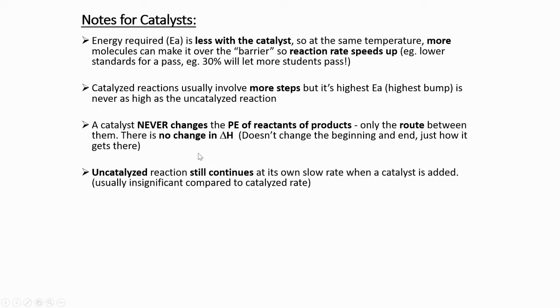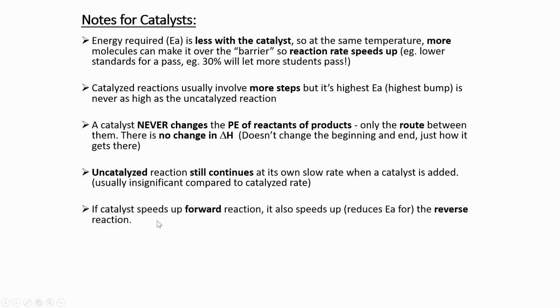The uncatalyzed reaction still continues at its own slow rate when a catalyst is added, but it's usually insignificant compared to the catalyzed rate. The uncatalyzed reaction for the hydrogen peroxide is going to happen over a year, whereas the other one will happen in seconds. So you still have the one going through the regular route, but it's insignificant, and you're going to get rid of all the reactants before that even happens. If a catalyst speeds up the forward reaction, it also reduces the EA for the reverse reaction.